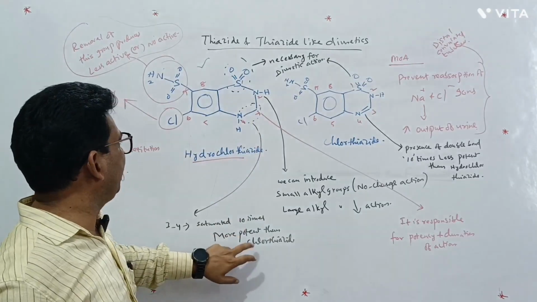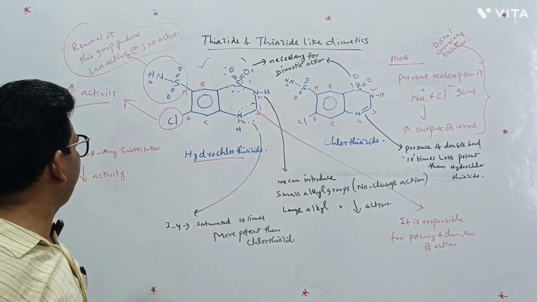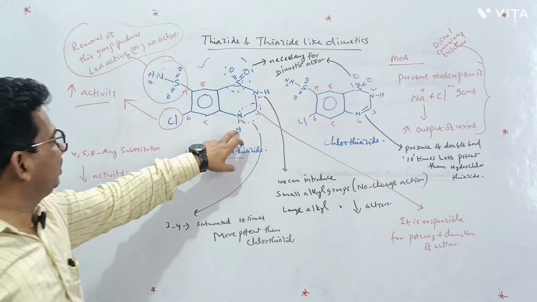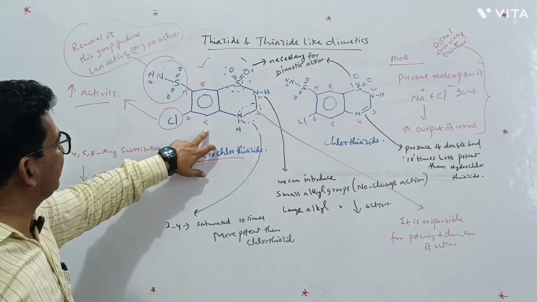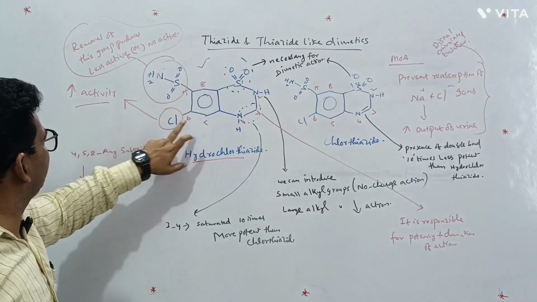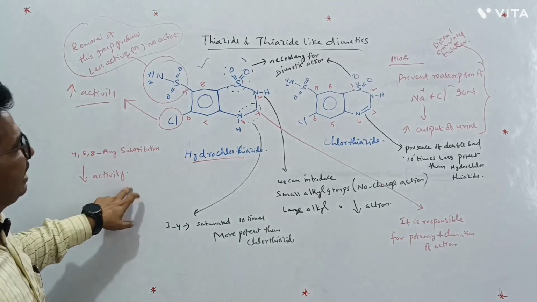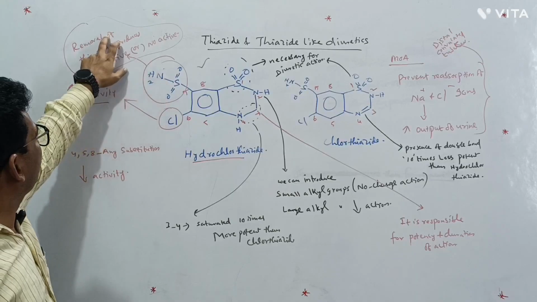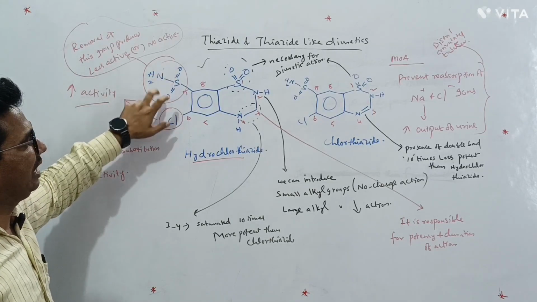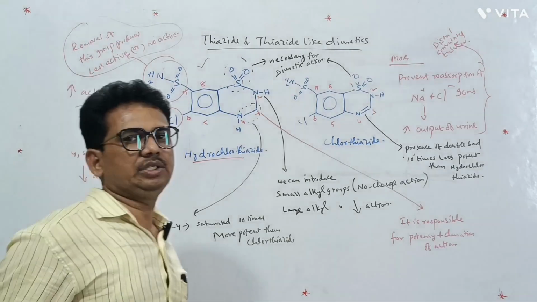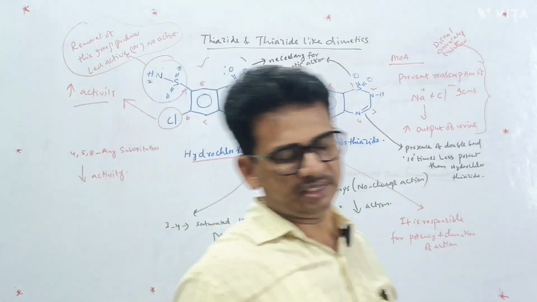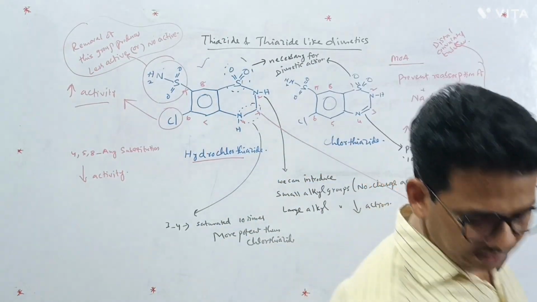9 to 10 times it is more active, this particular. Then fourth position substitution, fifth position substitution, eighth position substitution, they are going to decrease the activity. This sulfonamide group, removal of this, it produces the less active or no active drug. This is the SAR of this thiazide and thiazide-like.